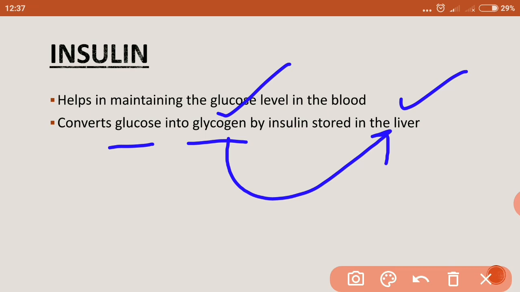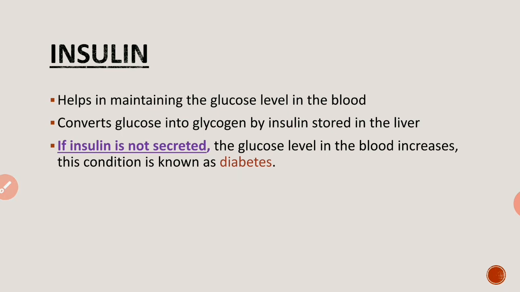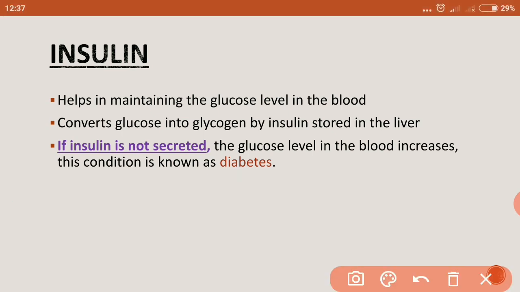If it will not do this, then what will happen? The amount of glucose, that is the amount of sugar in the blood, will increase. So if insulin is not secreted, the amount of sugar in the blood will increase, and this condition is called diabetes. It is a very common condition which is found almost in every home, isn't it? And what happens in diabetes? We say don't eat more sugar. Why? Because your body is not able to digest this sugar, because the extra glucose will not be converted into glycogen, as insulin is not there in your body. Understood? So this is diabetes.